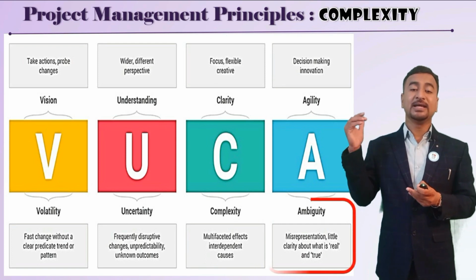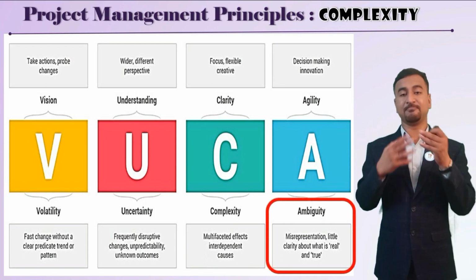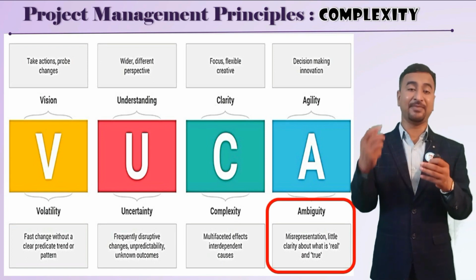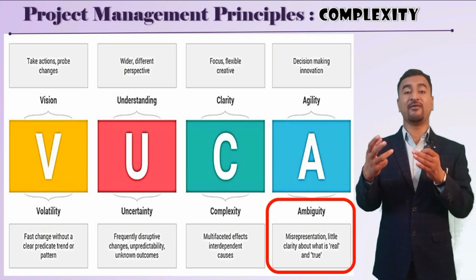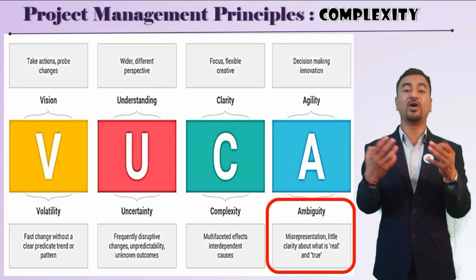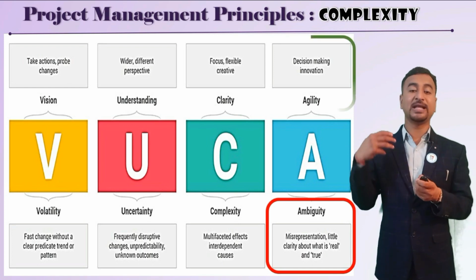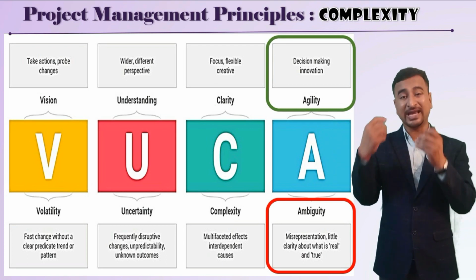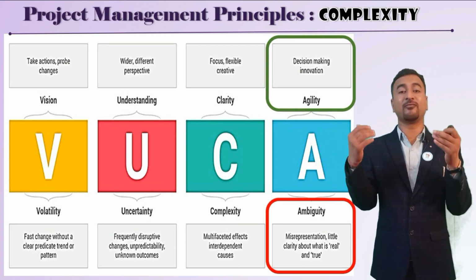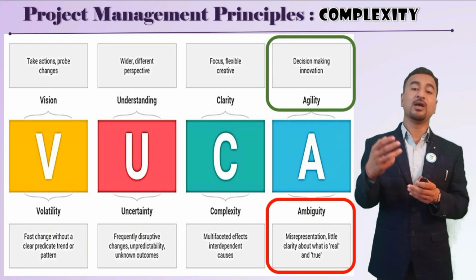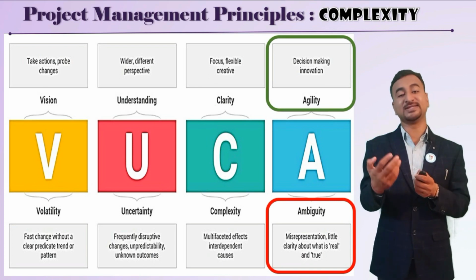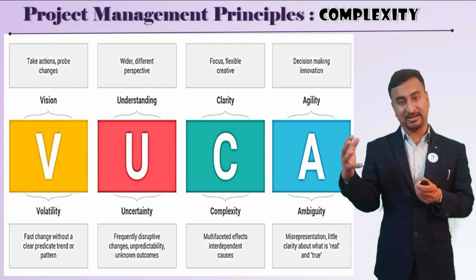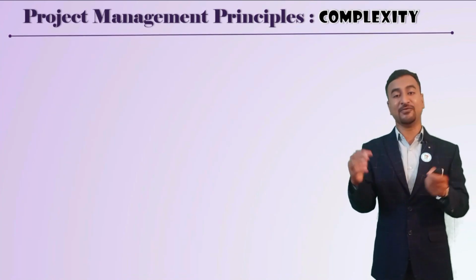And finally, ambiguity, because we are living in a VUCA world which has ambiguity where we have different cultures and we are working with that. So how can we respond to that? By using agility, that is decision making with innovation and collaboration, where we have a wide spectrum of people and teams working on that goal. So that is how we can respond to ambiguity. So this is how we can navigate the complexity in the VUCA world.